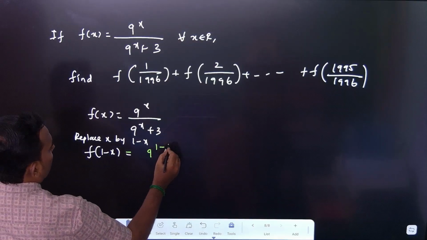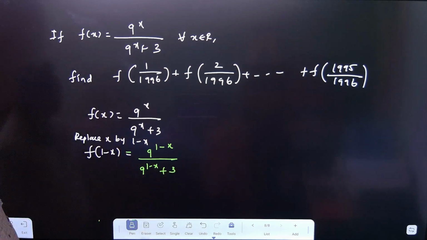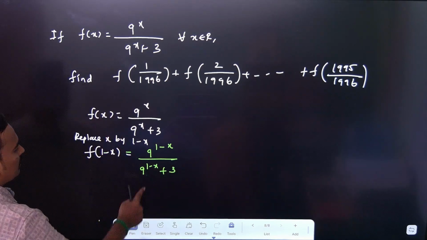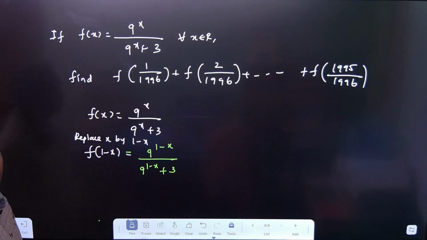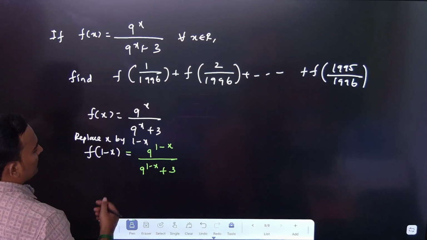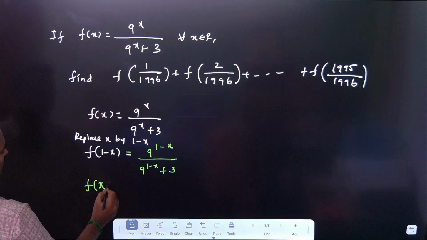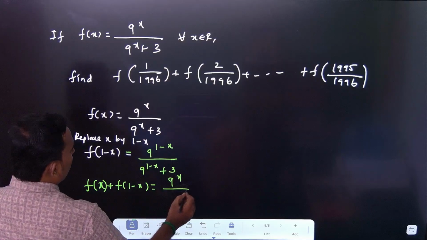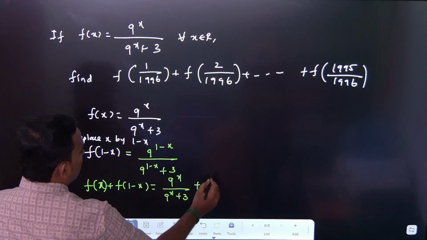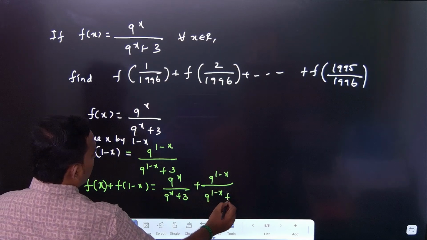So 9 power 1 minus x divided by 9 power 1 minus x plus 3. Replace x by 1 minus x, you can write 9 power 1 minus x divided by 9 power 1 minus x plus 3. Okay. So now you can add these two equations, f of x plus f of 1 minus x: 9 power x divided by 9 power x plus 3 plus 9 power 1 minus x divided by 9 power 1 minus x plus 3.